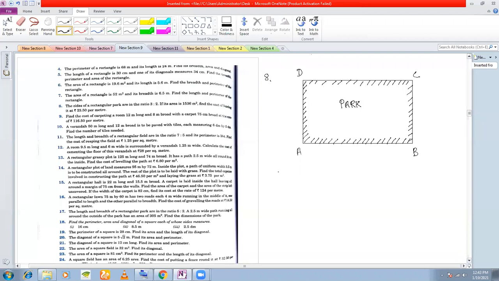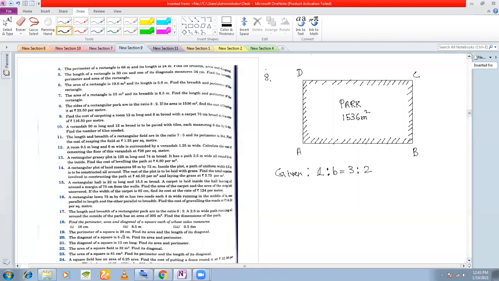And what kind of a rectangular park is this? It is such a rectangular park where the sides of the park are in the ratio 3 is to 2. That is, the length is to breadth is in the ratio of 3 is to 2. Also, the area of the park is given to be 1536 meter square.